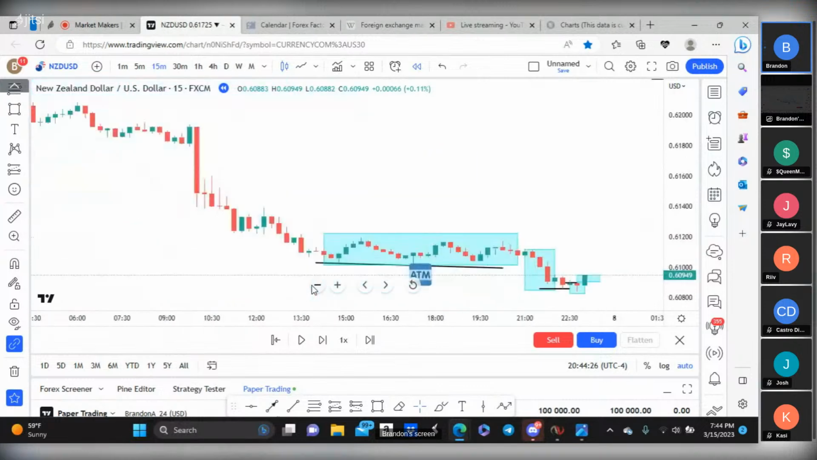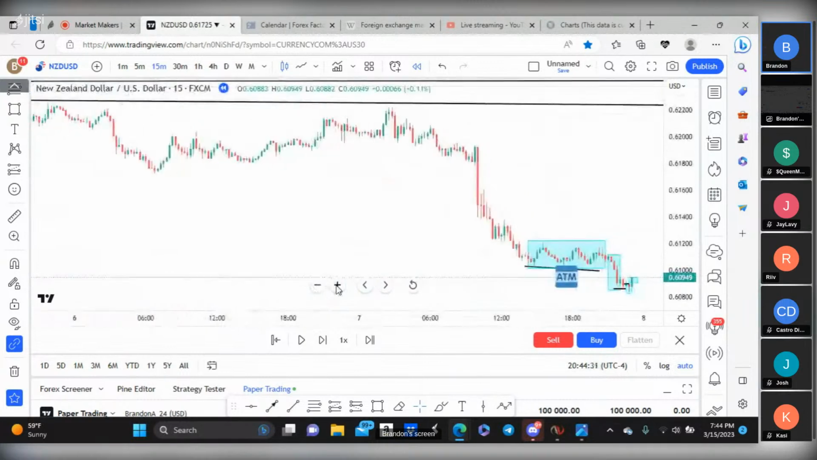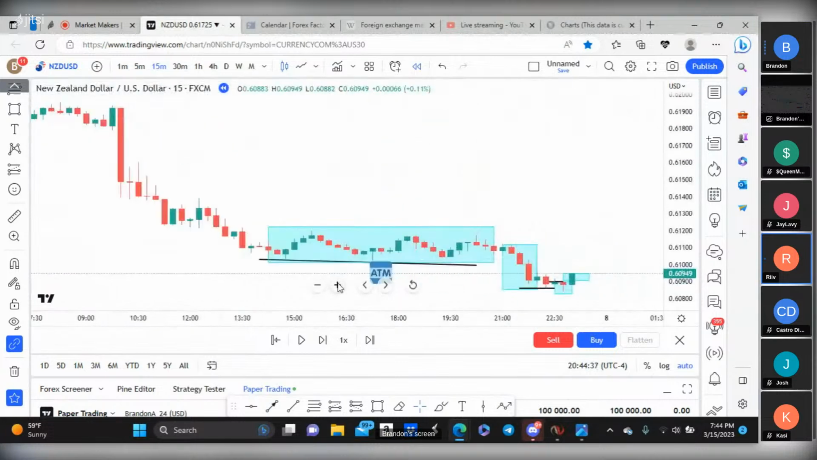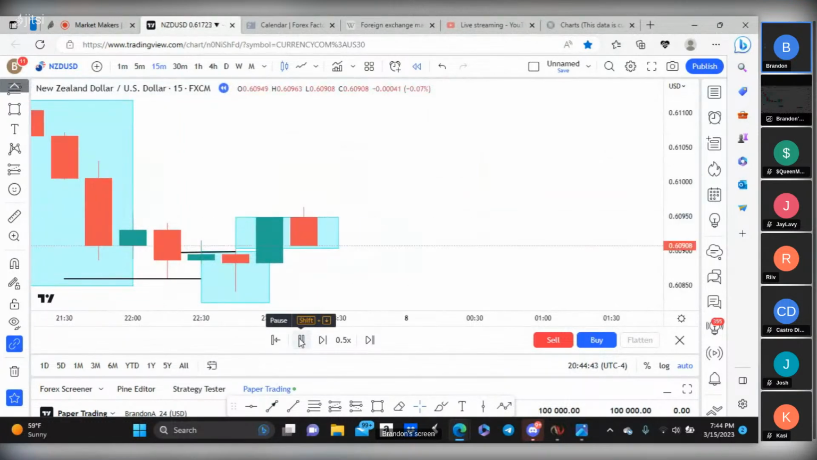If I zoom it out, price is at a discount. It's at its lowest point. You get what I'm saying? You want to sell at a high, you want to buy at a low. Are we at a low? Yeah, we're at a low. So that's how you need to look at it. So as soon as it taps into it, you could play.